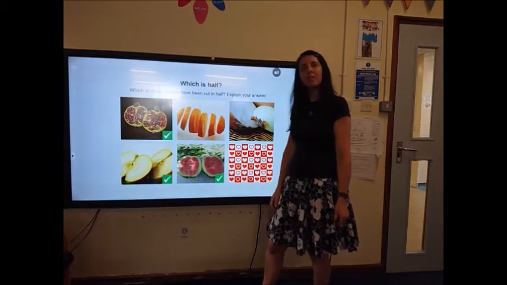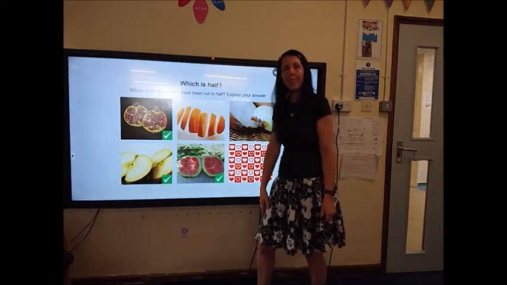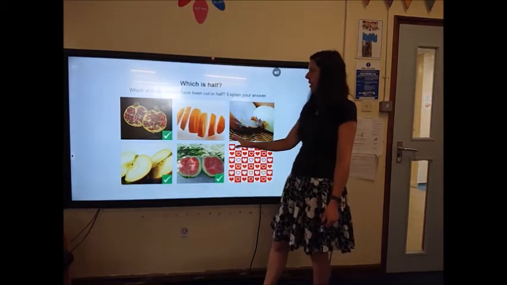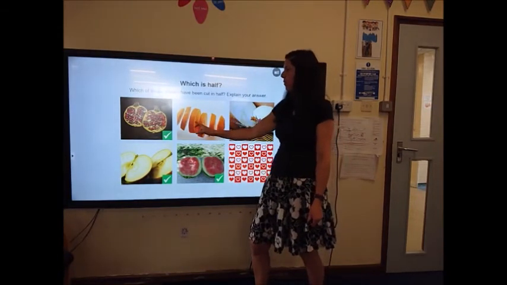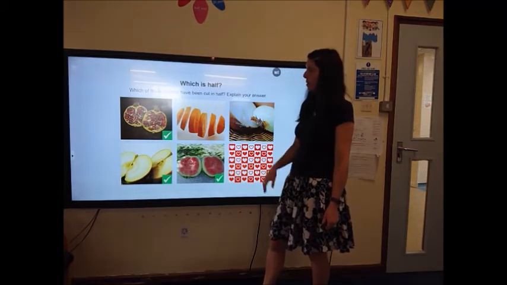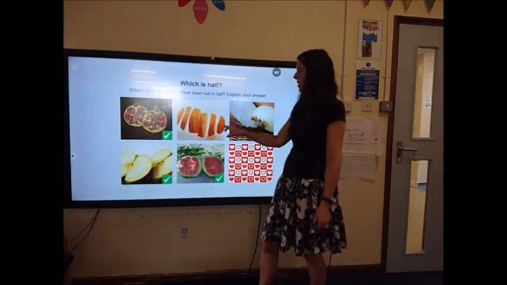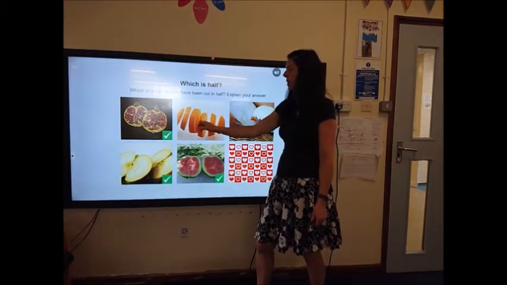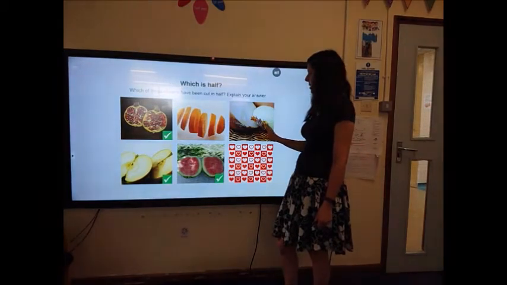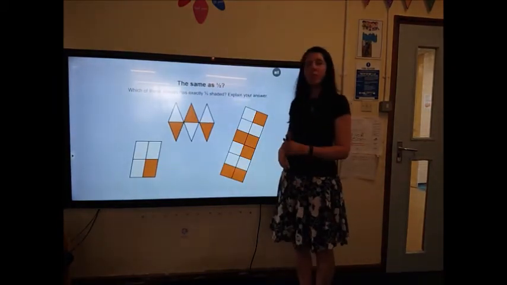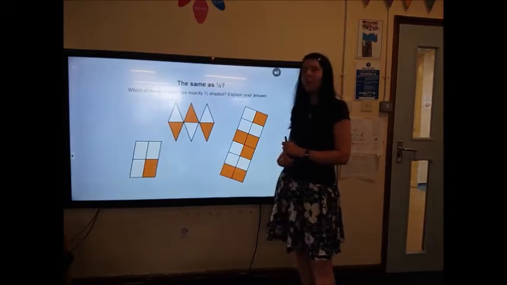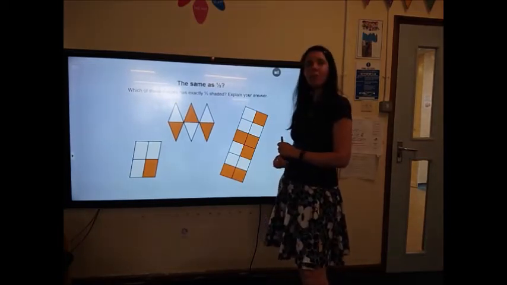Well done if you got half a pomegranate, half the apple, and half of a watermelon there. This one, 1, 2, 3, 4, 5, 6, is broken into 6. In fact, I don't think they're even equal fractions, are they? Because these are smaller pieces and they change size. Let's have a look at these. Which of these shapes are equal to a half? Are they exactly half? Explain your answer to your grown-up.